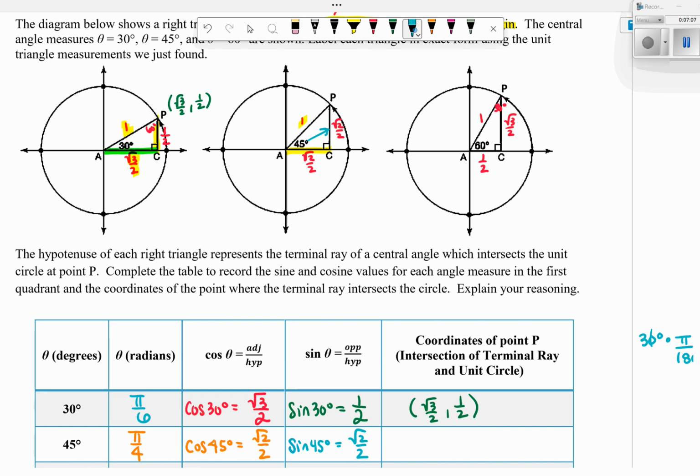And then to plot the points, we go over x and up y. So if we're going over x, we're going over root 2 over 2, and then we're going up root 2 over 2 for the point P right here. So this is just root 2 over 2, comma, root 2 over 2.